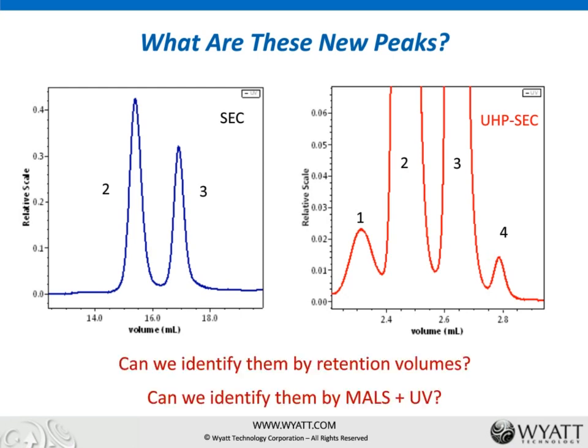Now we ask ourselves, can we identify those new peaks by retention volume? Can we identify them by MALS and UV alone without RI? Without further analysis, I can already answer the second question. We cannot use UV alone with the light scattering detector, because we would need to know the extinction coefficient. And we do not know the identity of those new peaks, so we would not know the extinction coefficient, and we would not be able to measure the concentration from the UV detector. So we will need the DRI detector to measure the concentration, so light scattering can measure the molecular weight. But if we do have a UV detector online, then we can calculate the extinction coefficient by using both UV and RI.